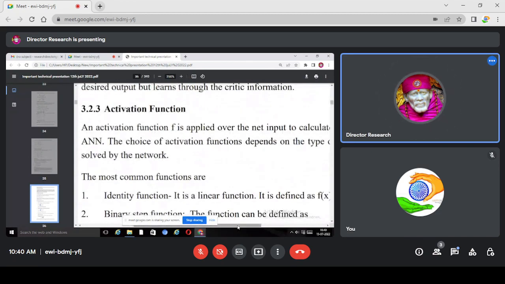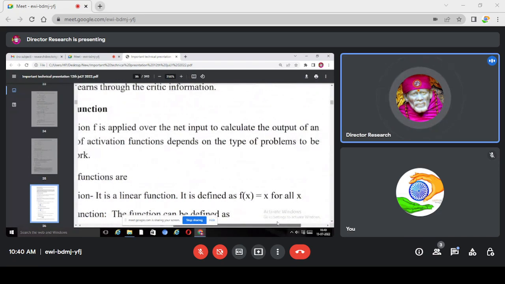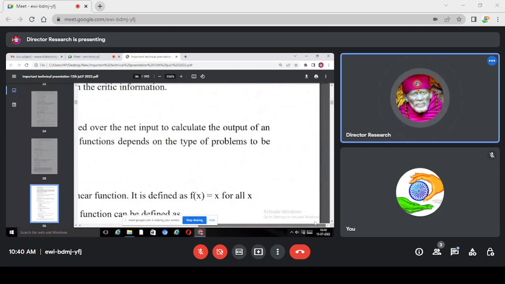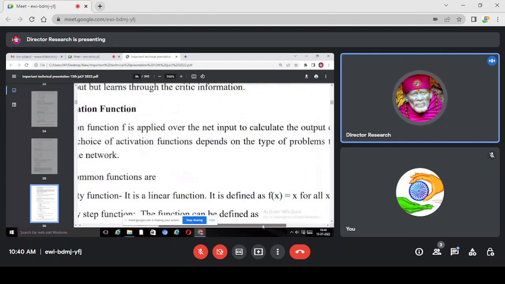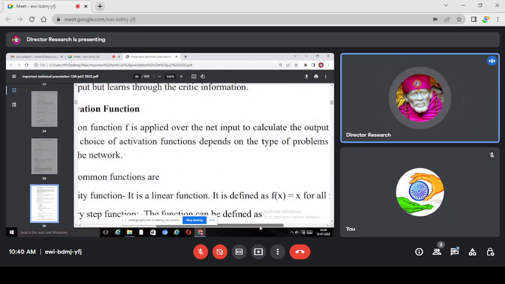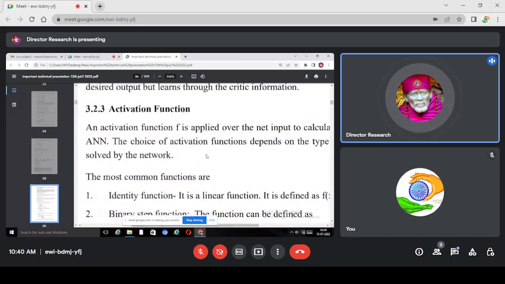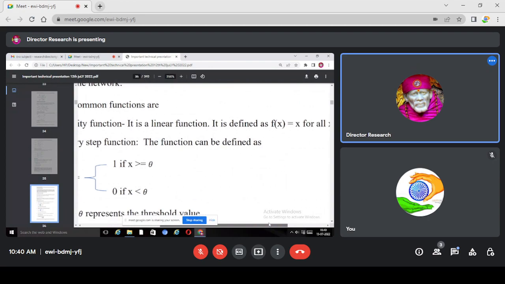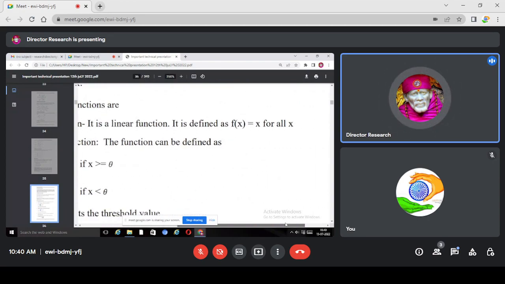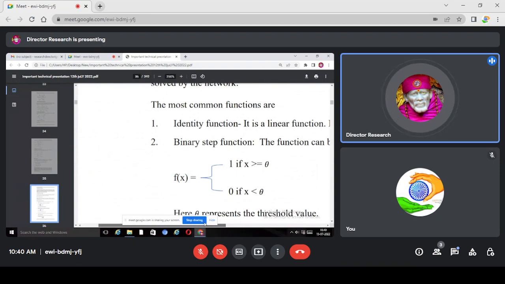Activation function. An activation function f is applied over the input to calculate the output of an artificial neural network. The choice of activation function depends on the type of problem to be solved by the network. The most common function is the identity function. It is a linear function, defined as f(x) = x for all x.